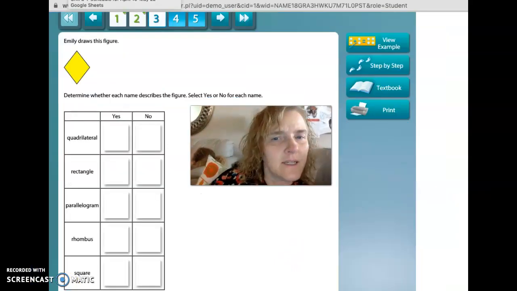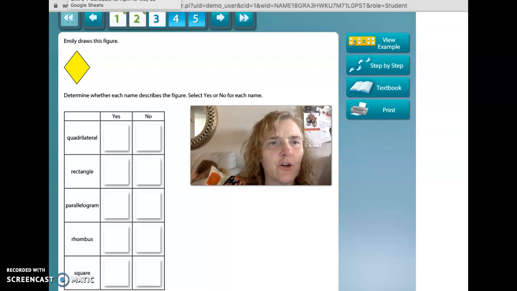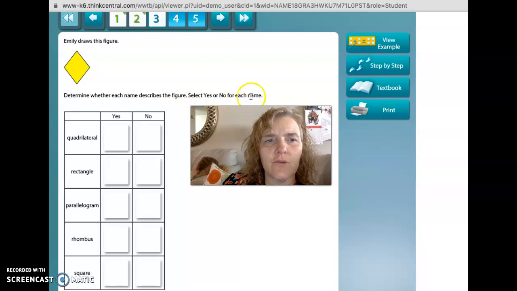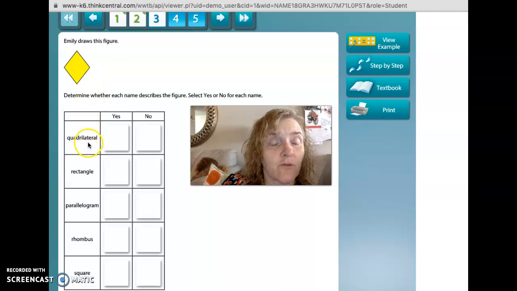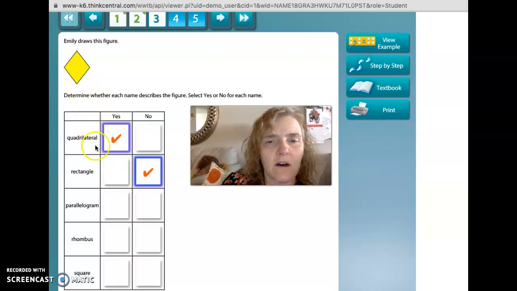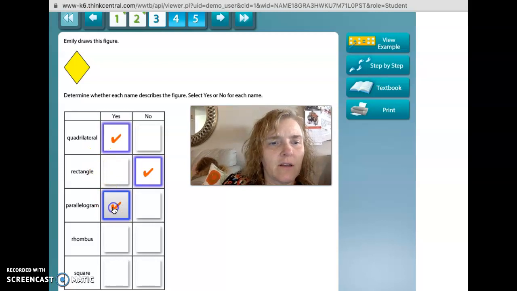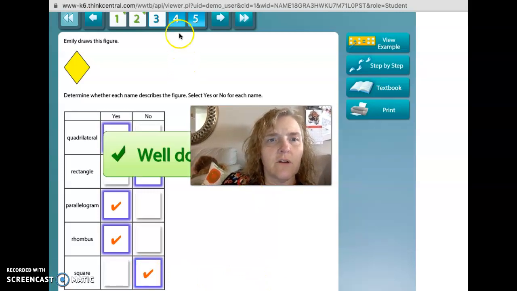Hello again. Number 3. Determine whether each name describes the figure. Select yes or no. So looking at this diamond, or rhombus, yellow rhombus. Okay, is it a quadrilateral? 4 sides? Yes. Is it a rectangle? No. There are no boxes in the sides and it's not a right angle. Parallelogram, rhombus, but not a square. Let's check. Okay, we're doing awesome.